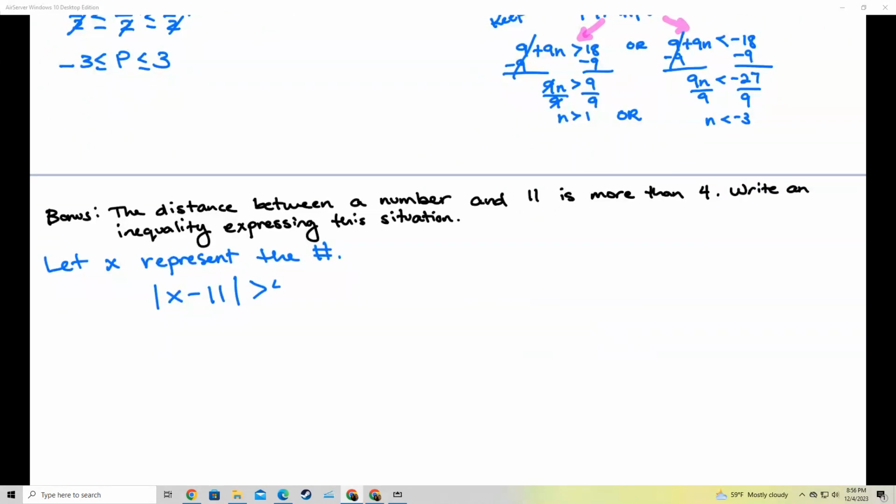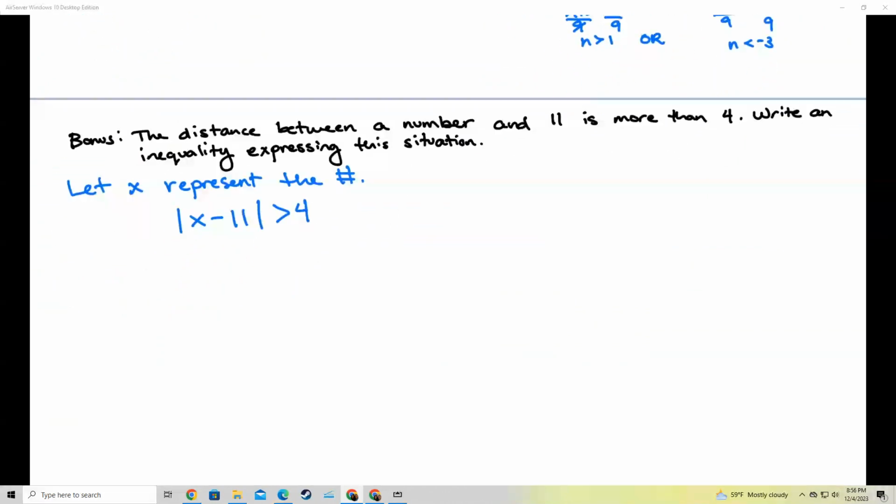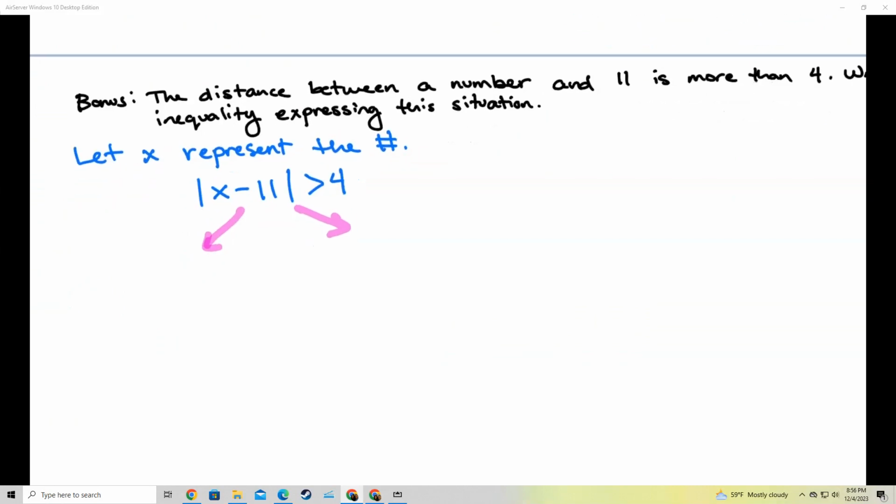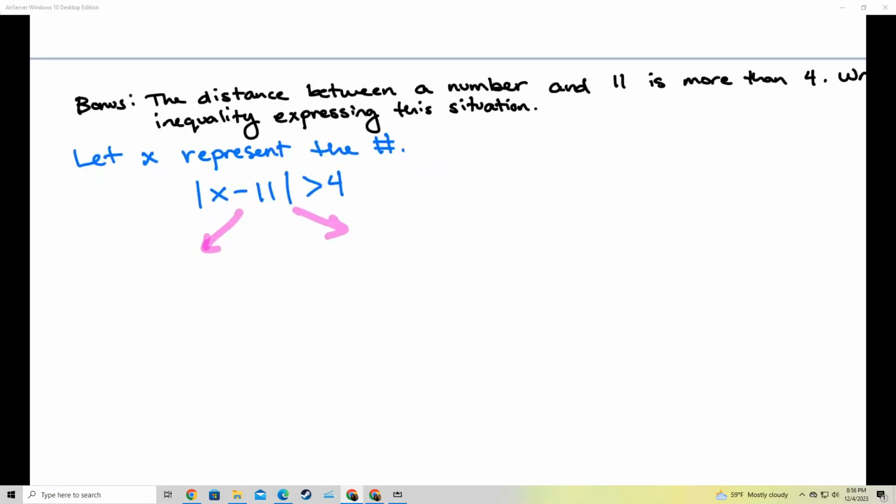So I'm going to go this way because I want that distance to be greater than 4. In that case, it's going to be one of those word problems where you are going to have to split this up into two different inequalities. The first inequality you're going to keep. So that's going to be x minus 11 is greater than 4. The second inequality you're going to keep flip. So you're going to keep the x minus 11. You're going to flip the sign of that inequality. You're going to flip that 4 into a negative 4.